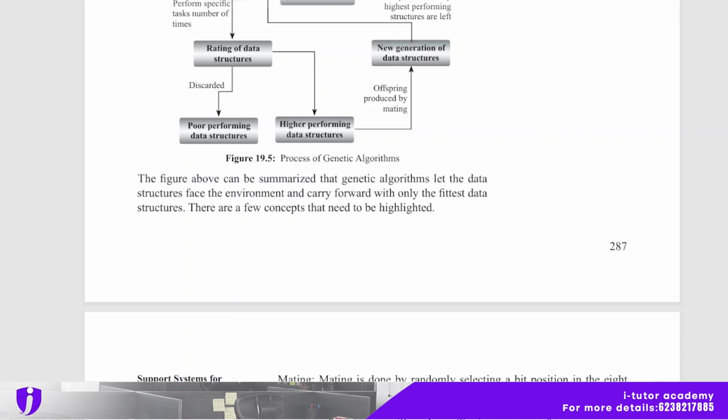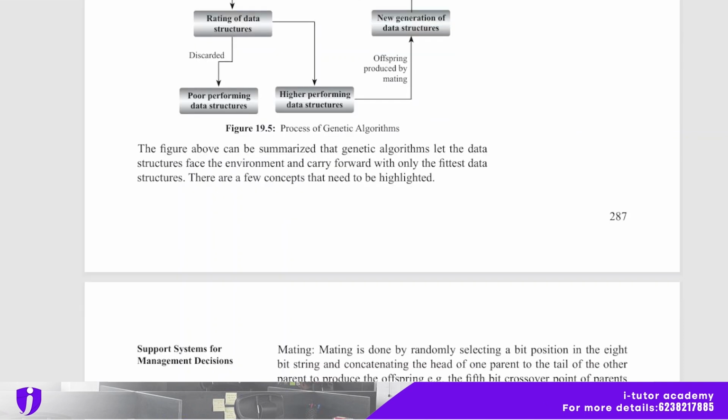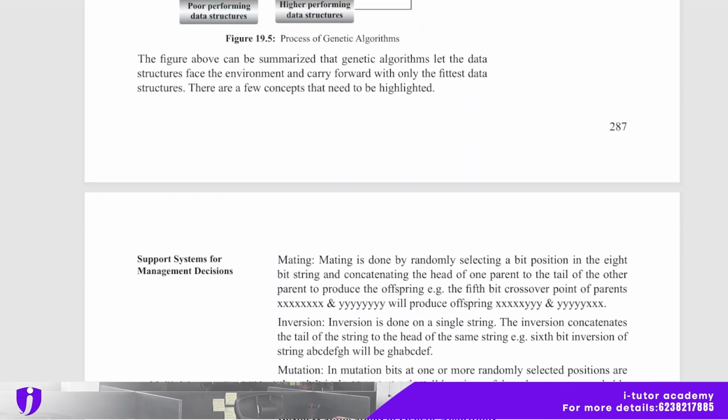Okay, mating is done by randomly selecting a bit position in the 8-bit string and concatenating the head of one parent to the tail of the other parent to produce the offspring. Example, fifth bit crossover point of parents will produce offsprings. Okay, so this is that.